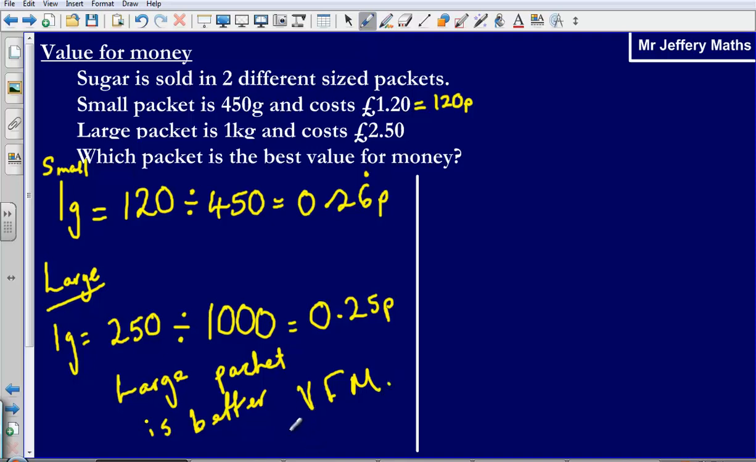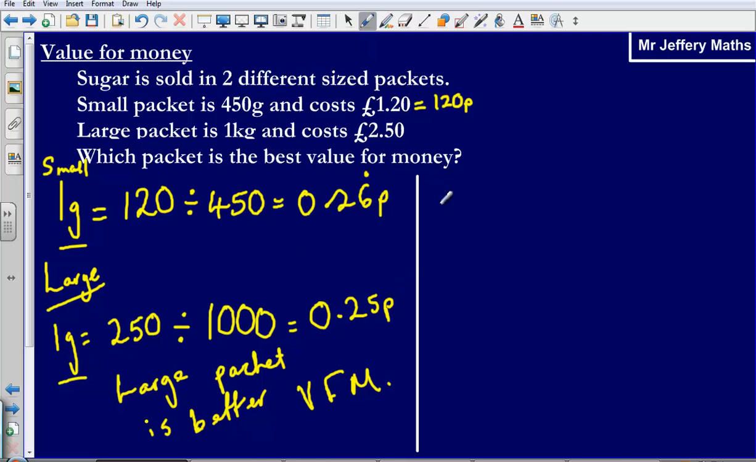So when we are in an assessment, the best thing to do here is to label this out nice and clearly by making a comparison of two amounts and then write a statement at the end saying which is the better value for money. Now this is one way of doing it. We could also think about it in another way.